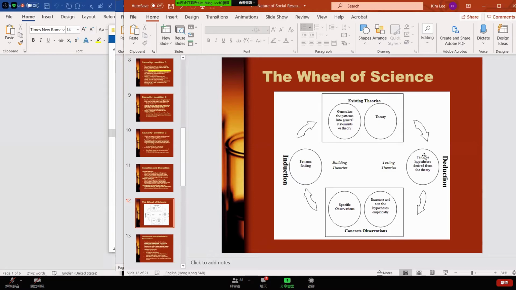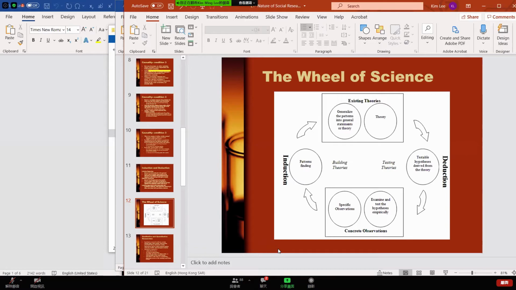And then you test your new theory again. And then you may find out something wrong. And then you do the induction again, do qualitative research again, and refine your theory again, and then test it. This cycle goes on and on. So this is what we call the wheel of science. So this is the scientific progress, no matter in natural science or in social science.